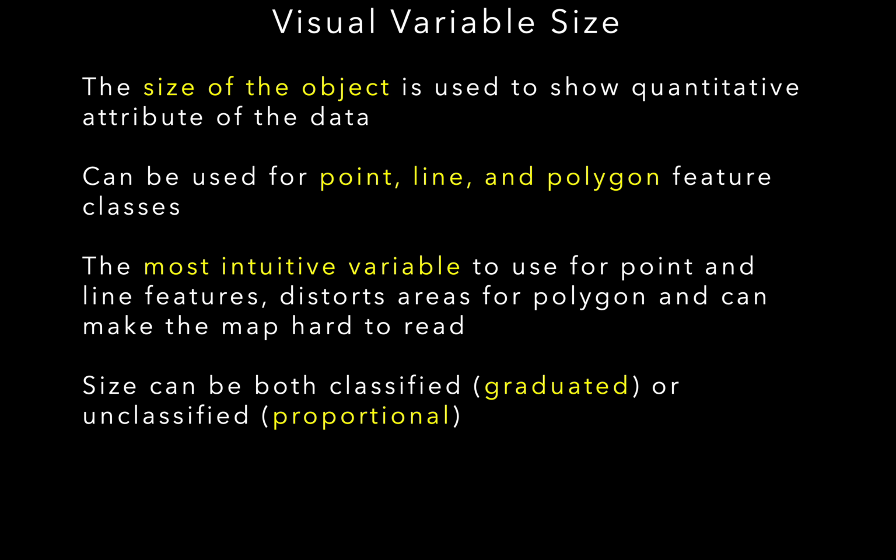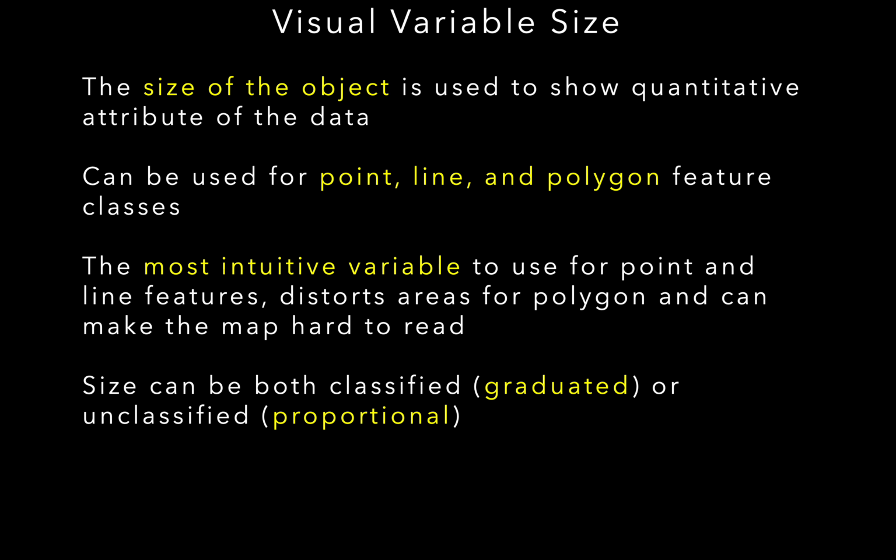So, for instance, when we're using point data, the most often visual variable that we'll use is size. And this essentially says that the size of the object that we're using, most often the case, point data, but it can be used with all sorts of vector data. But the size of the object itself is used to show proportional quantitative differences in the data.